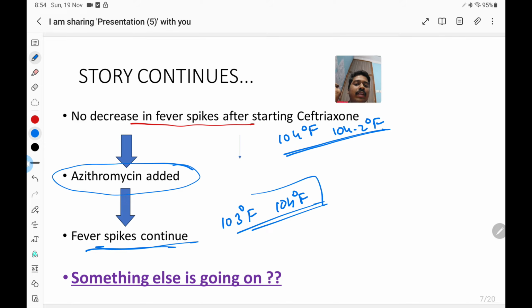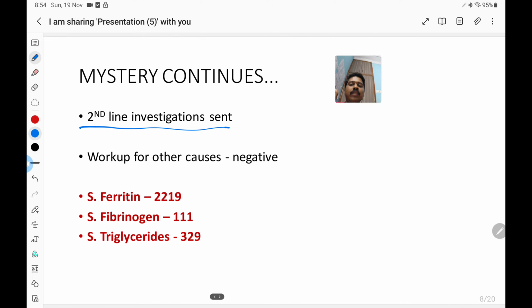So this was the point we realized that it was not just enteric. Is it just enteric? No, if it was enteric, it would have responded to ceftriaxone and azithromycin. So this must be something else. Something else must be going on with this patient. So we ordered a second line of investigations.